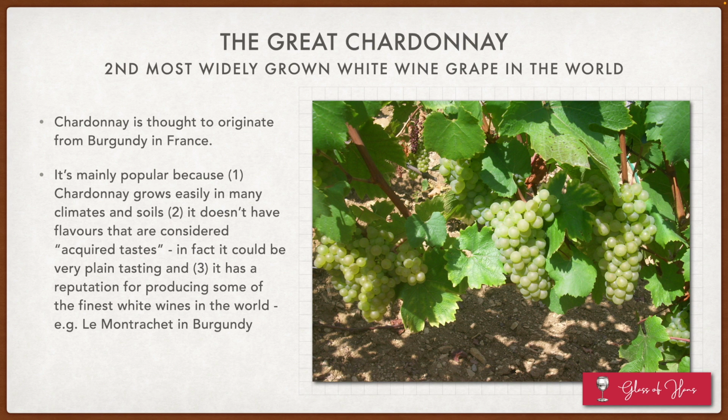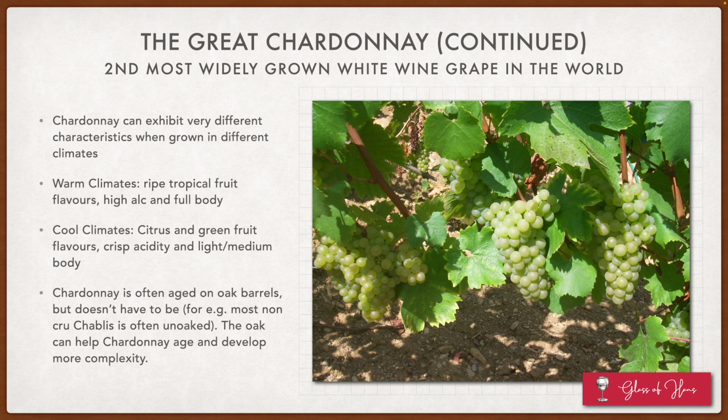For example, Le Montrachet in Burgundy, Grand Cru, is one of the fanciest Chardonnays in the world, and it's usually only lightly oaked. So Chardonnay can actually exhibit very different characteristics when grown in different climates. For example, in warm climates, you get ripe tropical fruit flavors, high alcohol and full body. While in cool climates, and the first thing that comes to mind is Chablis in Burgundy, you get citrus and green fruit flavors, crisp acidity, and a very light body.